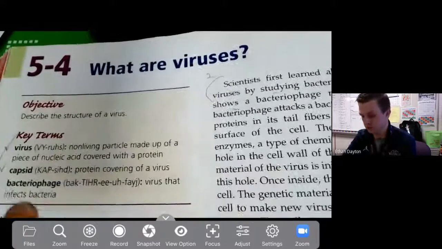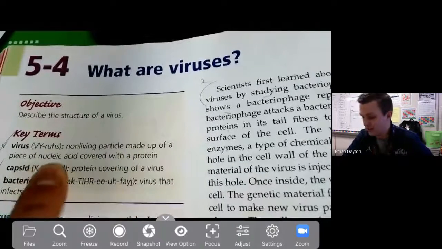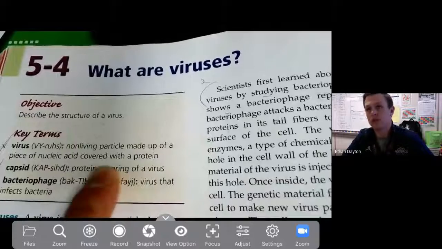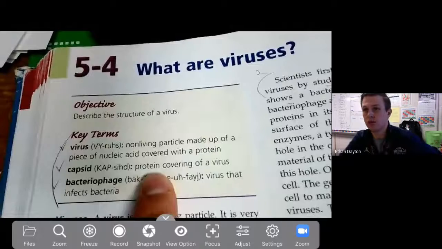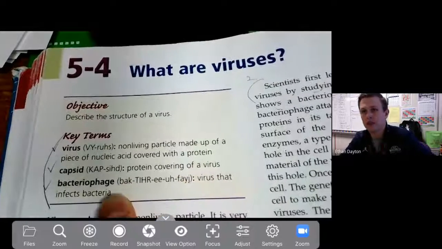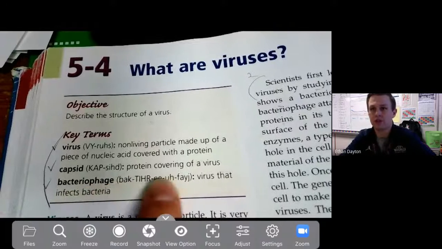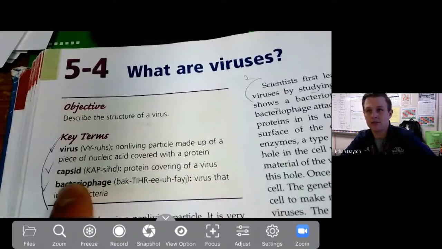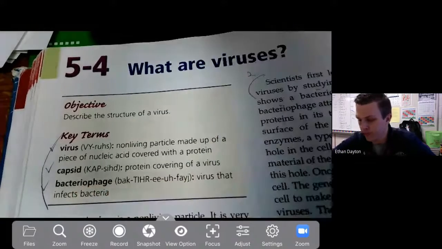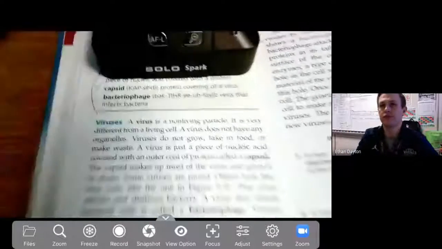Key terms: virus, a non-living particle made up of a piece of nucleic acid covered with a protein. Next one is capsid. Capsid is the protein covering of a virus. Okay, and then the third key term is bacteriophage. That is a virus that infects bacteria. That's bacteriophage. Okay, first paragraph, first section we get into is titled Viruses.